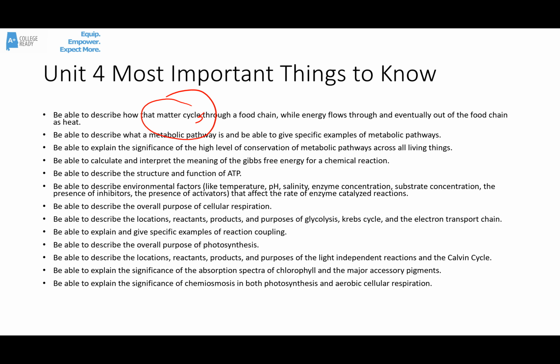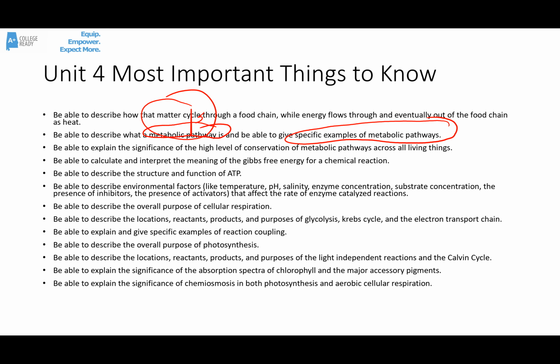Make sure you can describe what a metabolic pathway is, and make sure you can give some examples, like, for example, the Calvin cycle, the Krebs cycle, cell respiration, photosynthesis. Those are examples of metabolic pathways. Make sure you can explain the significance of the high level of conservation of metabolic pathways found across all living things. For example, most of the enzymes and reactions that happen in aerobic cellular respiration happen almost the same way throughout all of life. That shows that we're related, that we share common ancestors.